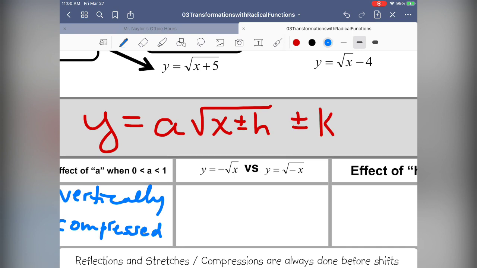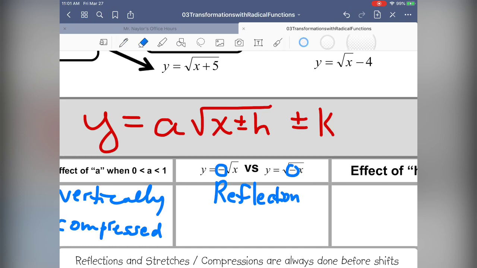Now, one thing we didn't discuss is if you have a negative sign. At least we didn't discuss it today. You did see a negative sign in yesterday's lesson. So what if we have a negative sign? In general, if you have a negative sign, it's always going to be a reflection. But what we have is the potential to have two different types of reflections.